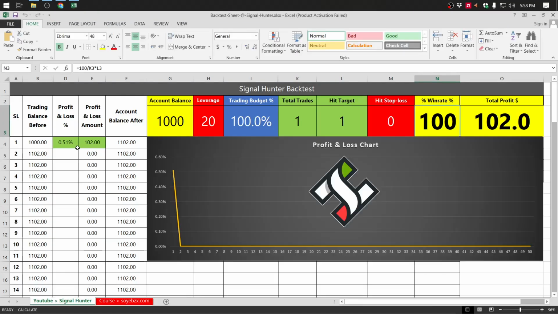So now I have to put all the profit percentages in this column, and after that we will get the win rate and total profit. And from here you can also adjust your account balance and leverage. For this strategy I think 15x leverage is best. So now let's start backtesting.